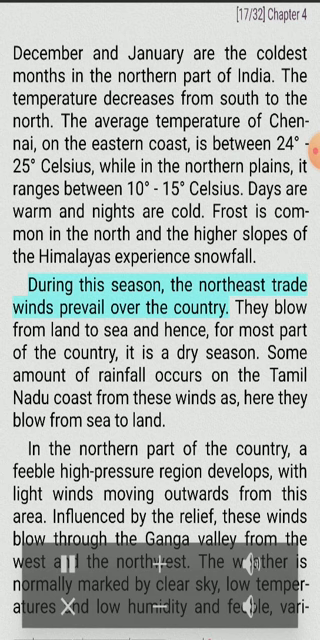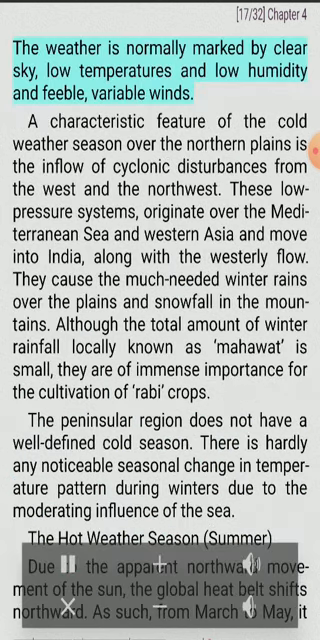During this season, the northeast trade winds prevail over the country. They blow from land to sea, and hence, for most part of the country, it is a dry season. Some amount of rainfall occurs on the Tamil Nadu coast from these winds, as here they blow from sea to land. In the northern part of the country, there is a feeble high with light winds moving outwards from this area. Influenced by the relief, these winds blow through the Ganga Valley from the west and the northwest. The weather is normally marked by clear sky, low temperatures, low humidity, and feeble, variable winds.